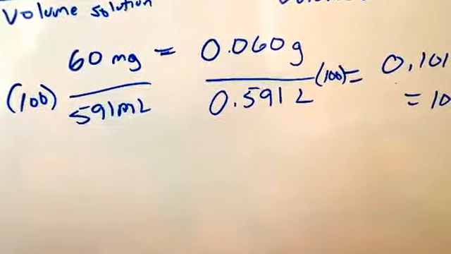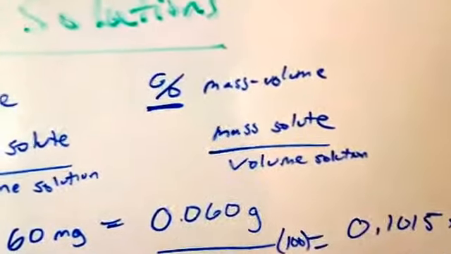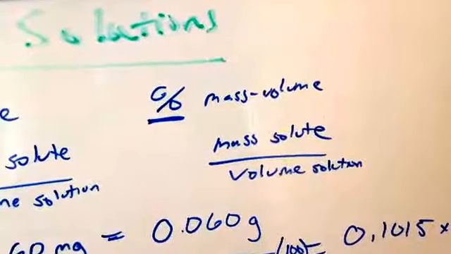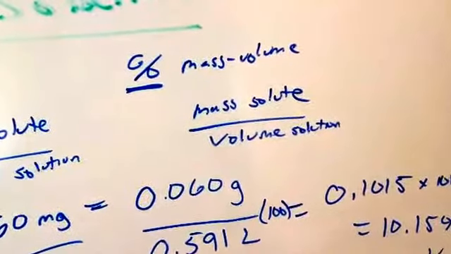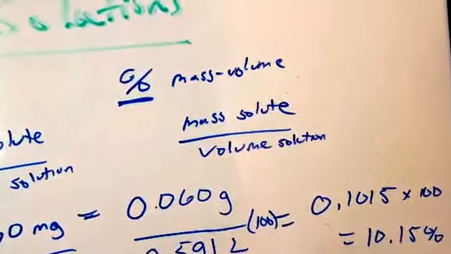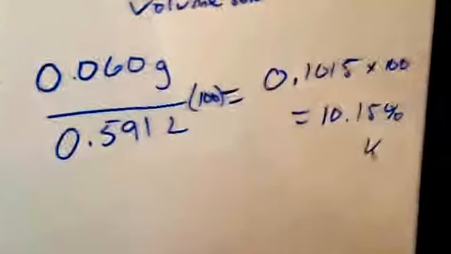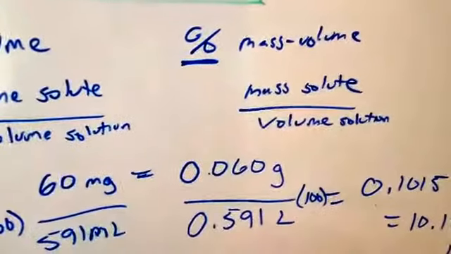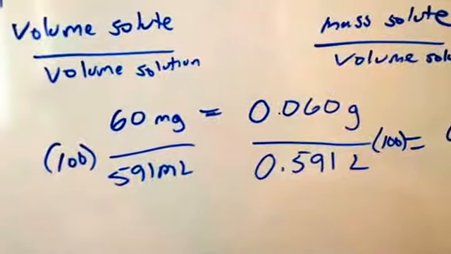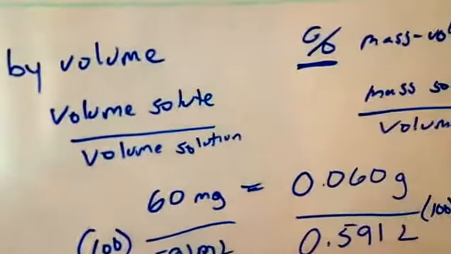Okay, so let's try that again. Let's double check here. If I take 60.06 divided by 0.591 times 100, I get 10.15. So that's a pretty good percentage in a mass volume percent. That tells us a certain amount of information that can be useful. Mass percent would be useful, etc.